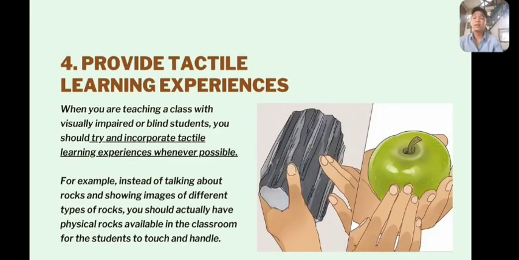Number four, provide tactile learning experiences. When you are teaching a class with visually impaired or blind students, you should try and incorporate tactile learning experiences whenever possible. For example, instead of talking about rocks and showing images of different types of rocks, you should actually have physical rocks available in the classroom for the students to touch and handle. Now, this can also be done with different foods, shells, properties of matter, etc. This will allow your students to explore and learn without relying solely on their sight or their eyes.